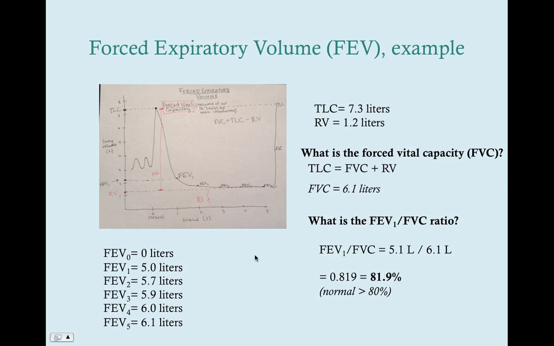So it doesn't really matter. If we're looking for an obstructive disease, the volumes aren't so important. It's the ratio. And we're going to look at restrictive diseases where the volumes are actually more important than the FEV1 FVC ratio.